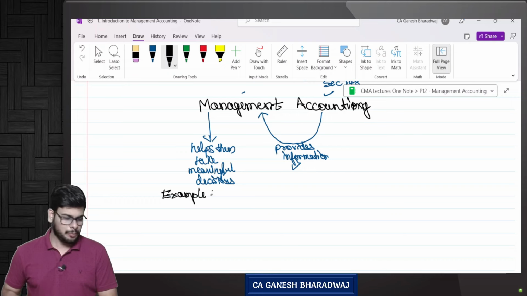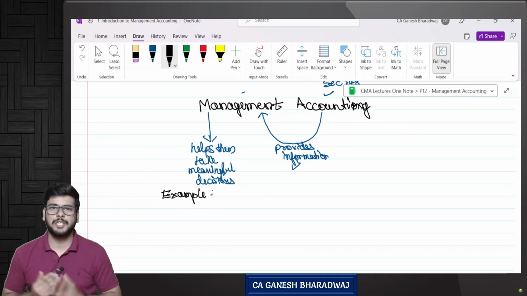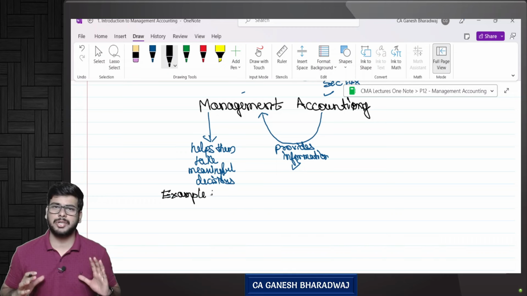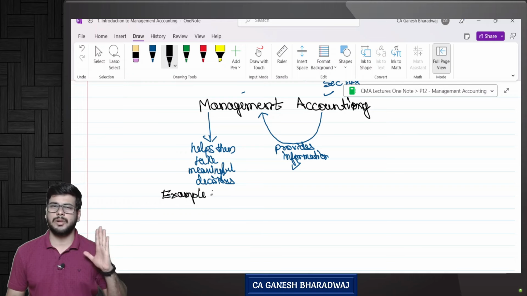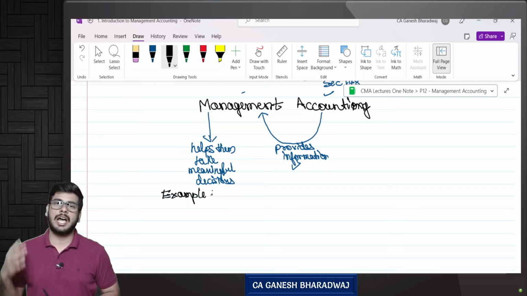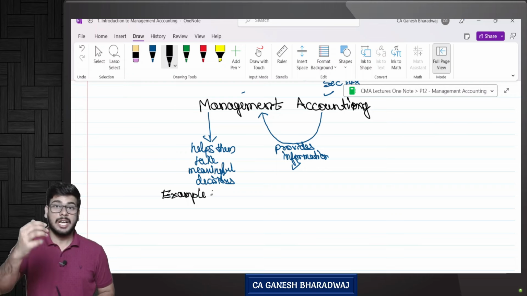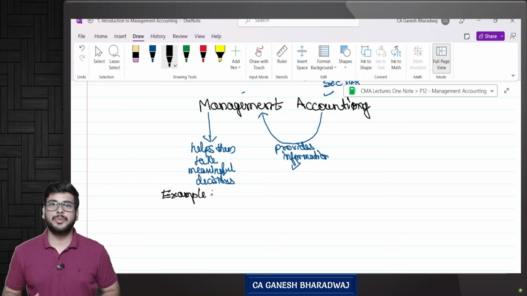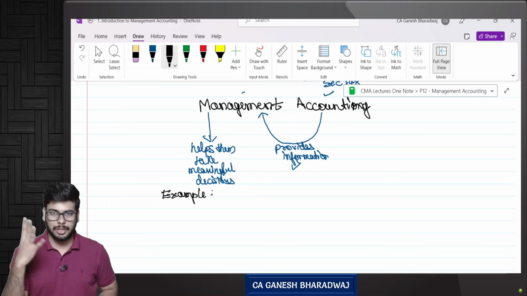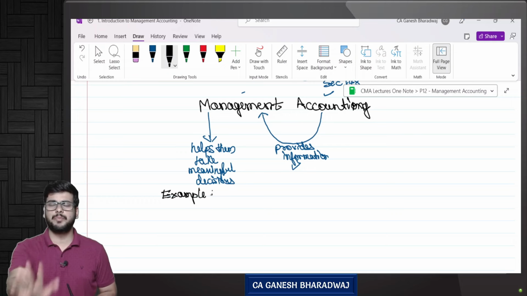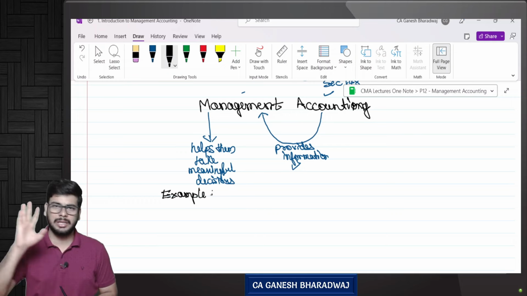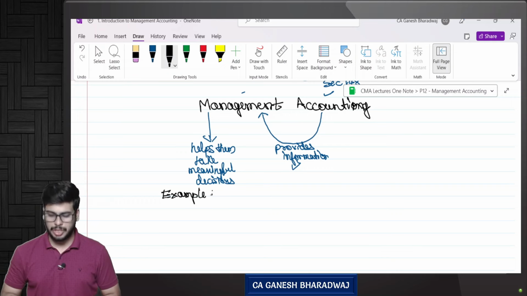Clear? Now, he says, look, Mr. So-and-so, Mr. Management Accountant, we are very good at running the business. We are extremely successful. But suddenly, some major recession has happened in the market. Let's take an example: there is going to be a COVID coronavirus lockdown. This lockdown is going to be there only for the next month. One month alone.